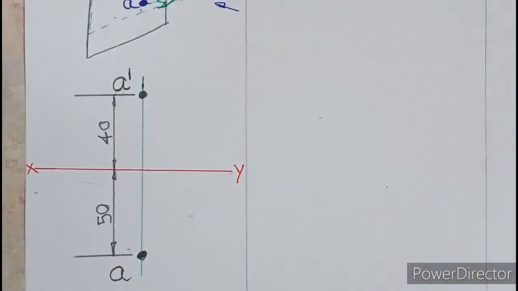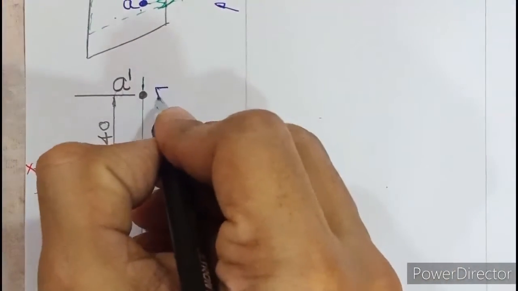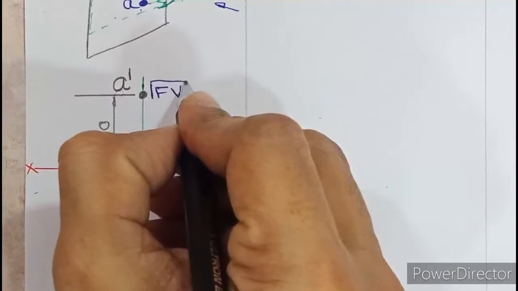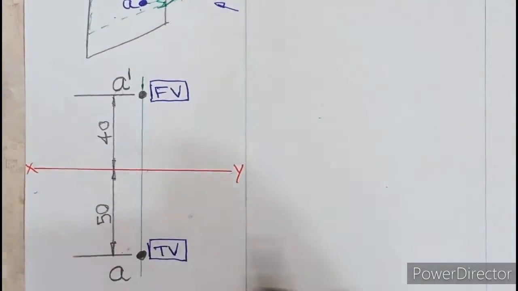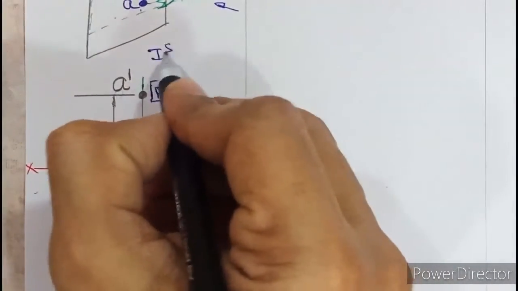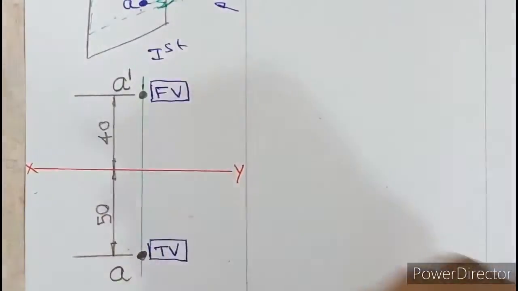Okay, so in the first quadrant, front view is always drawn above xy, that is what we are doing till now, and top view is drawn below. So you need to remember by heart that in the first quadrant, so this is the first quadrant, front view is always above and top view has to be drawn below. So this part is clear.